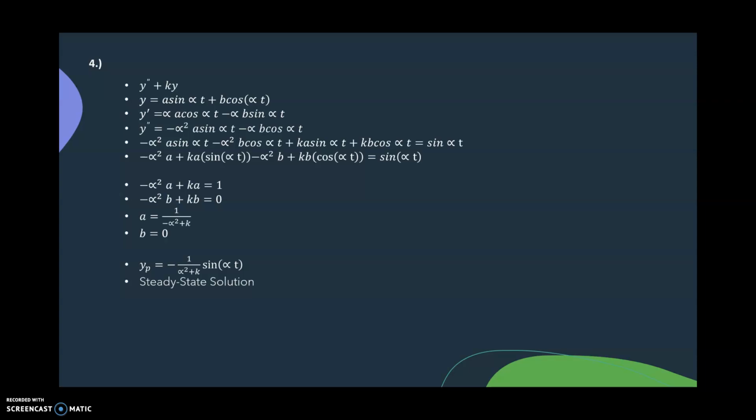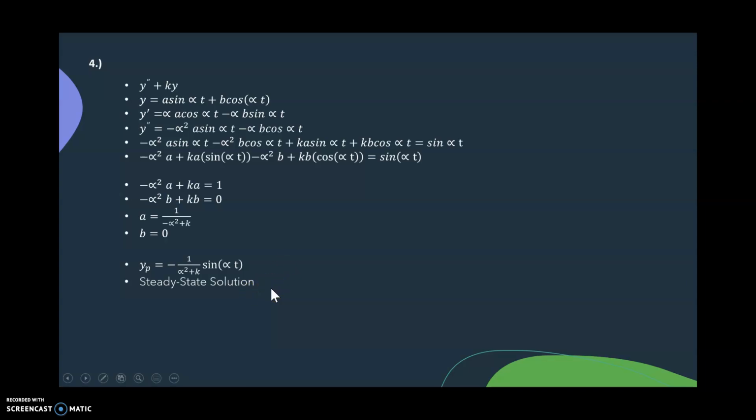Now we're looking to find the values for a and b, so we do negative alpha squared times a plus k times a, which equals 1. When we solve for a, we're left with 1 divided by negative alpha squared plus k, and we know that b is equal to 0, so we're left with the particular equation, 1 divided by negative alpha squared plus k, times sine alpha t, and this is the steady state solution.